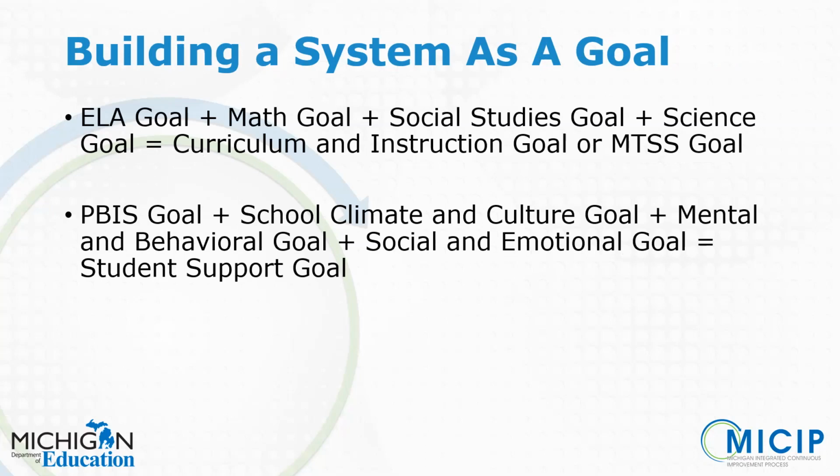This slide gives some examples of combining individual goals into systems goals. For example, if a district currently has multiple goals, each around individual content areas, might they be combined into a curriculum and instruction goal or an MTSS goal? If a district currently has goals in several areas regarding supporting students, might they be combined into a student support goal?